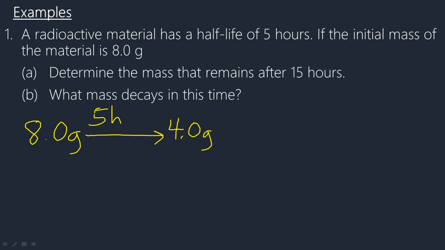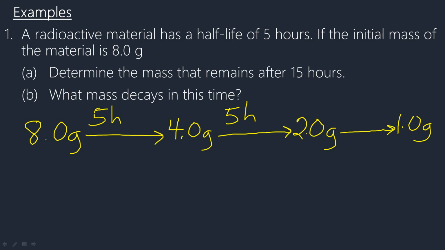Now they said determine the mass that remains after 15 hours. So far we have 5 hours. So let's continue with the decay. The 4 grams now will decay to 2.0 grams. So still the time taken is 5 hours. You keep dividing the mass by 2. 8.0 divided by 2 gets 4.0. 4.0 divided by 2 you get 2.0. And when this one decays, 2.0 divided by 2 you get 1.0 grams. So you see, we have 1.0 grams and still the time taken is 5 hours.